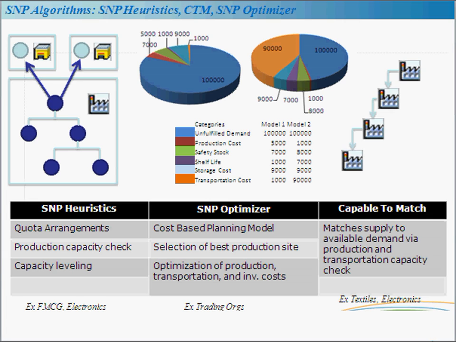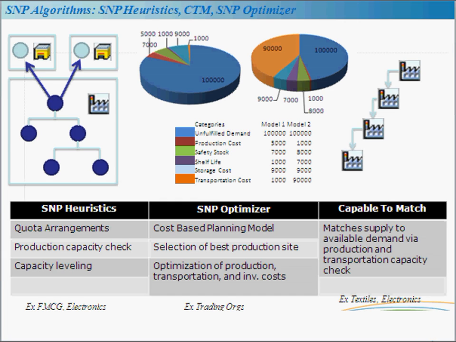Your demand could be a forecast, your demand could be a sales order, your demand could be your planned independent requirement. So there are various kinds of demands. Now to handle those demands and have a satisfactory delivery date to those demands, SNP offers three planning engines. One is SNP Heuristics, the other is SNP Optimizer, and the final is SNP CTM.